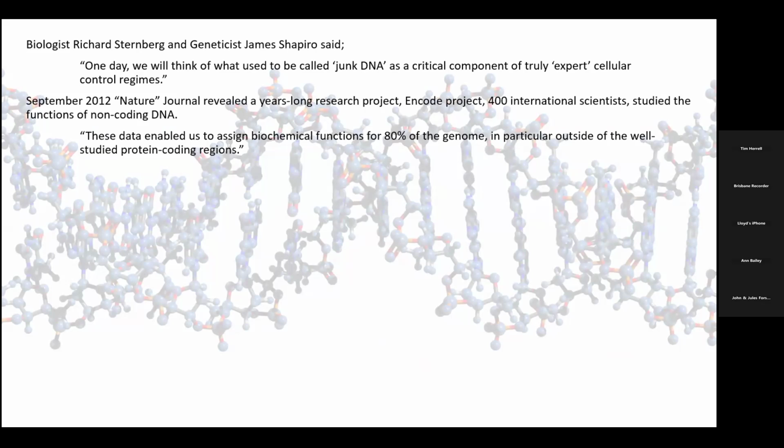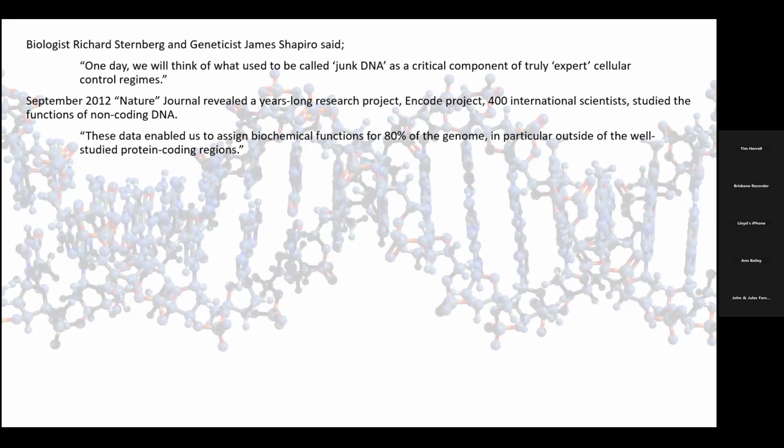Now, the ENCODE project was started by, I think it was 412 or something like that, scientists, and they studied the areas of the non-functioning DNA, this junk DNA. And they came up with some pretty amazing findings. The data that they found enabled us to assign biochemical functions for at least 80% of the genome. So remember, only 2% of it was useful. They're saying about 80% of it was useful, in particular outside of the well-studied coded proteins.